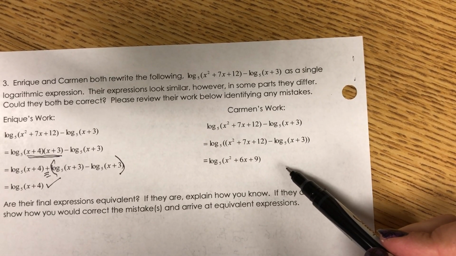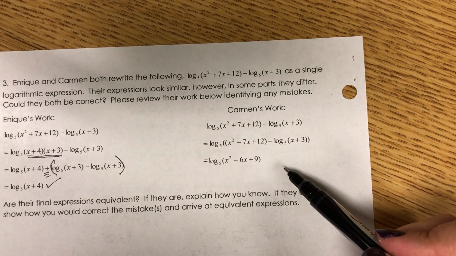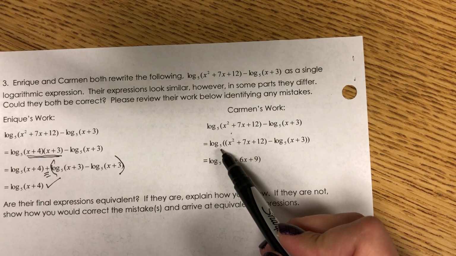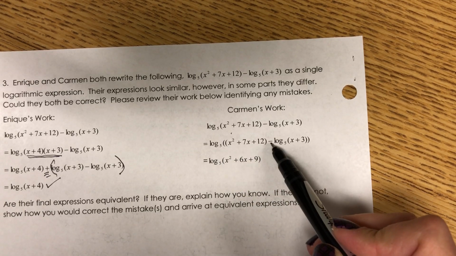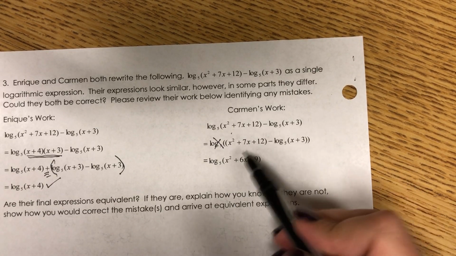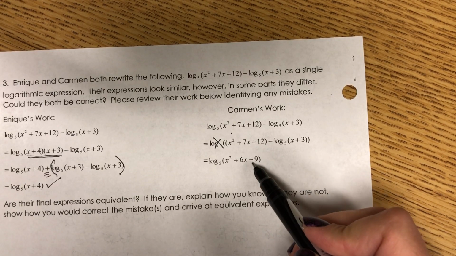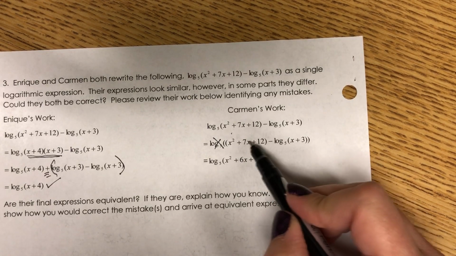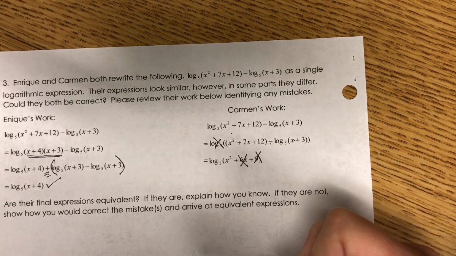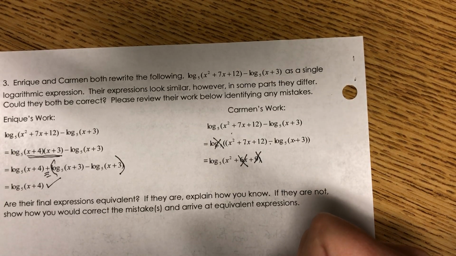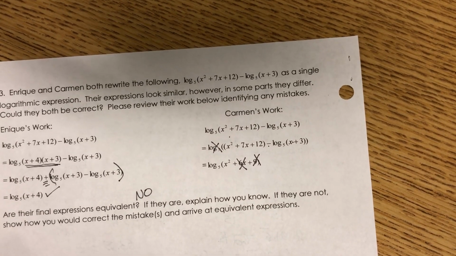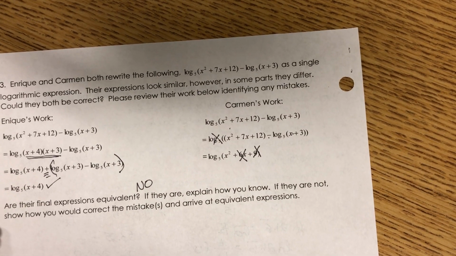Carmen, I don't know what she's doing here. Okay. She's saying log base 5 of this argument minus, you can't factor out a log. That's wrong. Carmen's not right. And then she subtracted like terms. She said 7x minus x. You can't do that. No. And no. Sorry, Carmen. Are their final expressions equivalent? No.